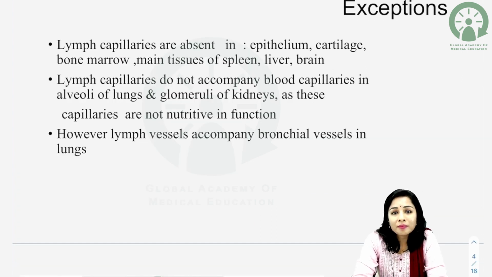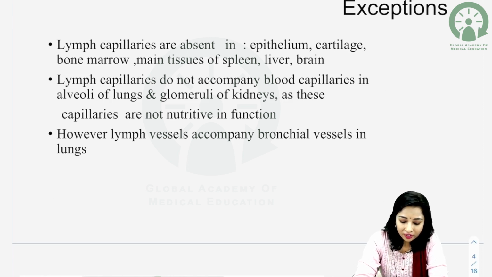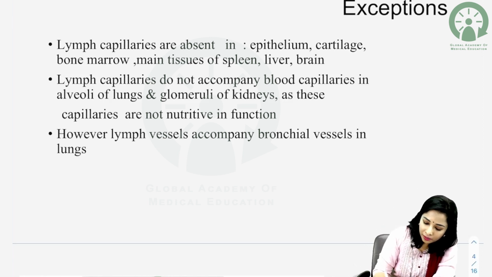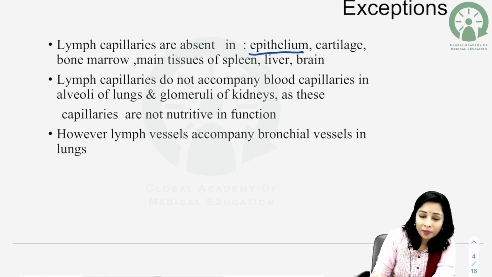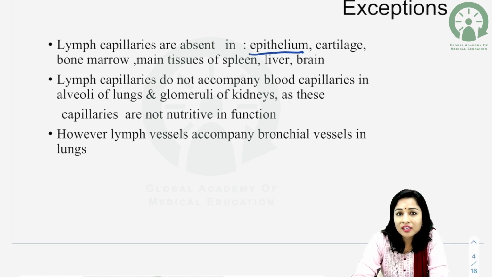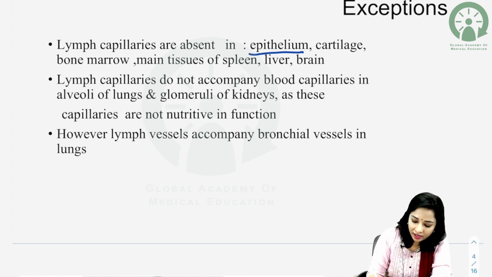There are some parts of our body which are completely devoid of lymphatics. The lymph capillaries are absent in the epithelium. Epithelium, we know, is an avascular structure, but it is supplied by nerve endings. So epithelium is innervated by nerves, but it is avascular, and the lymphatic channels are also absent.